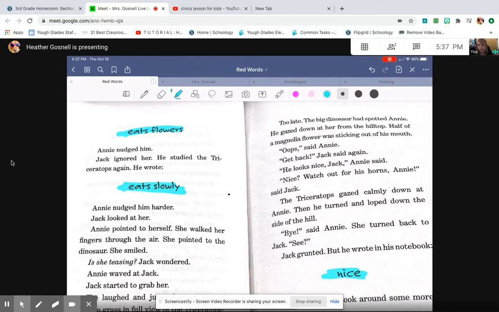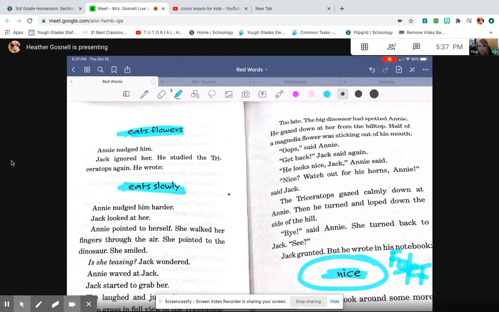You mean to tell me you went to the Cretaceous period? You traveled back in time and all the notes that you took were the Triceratops ate flowers and eats slowly and is nice? You mean you couldn't provide me with more relevant details? And let's think about nice here. That's an opinion. That's not even a fact. Not a fact. That's his opinion. He thinks that they're nice. Did he observe them enough to really know that?